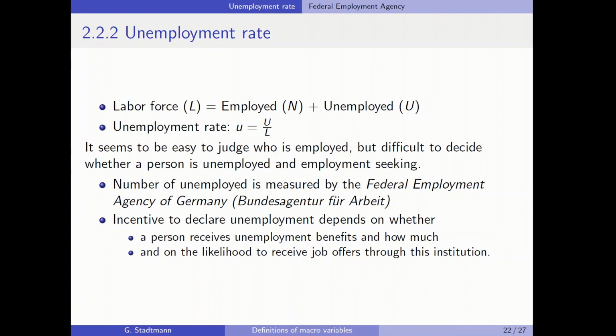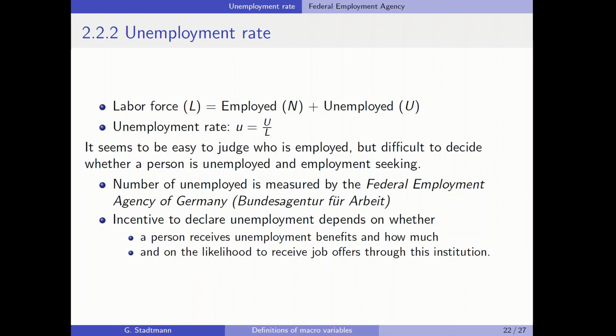In case a person believes that the likelihood of getting a job does not increase by walking over to the Federal Employment Agency, and this person is also not entitled to unemployment benefits, there is no incentive to declare unemployment.